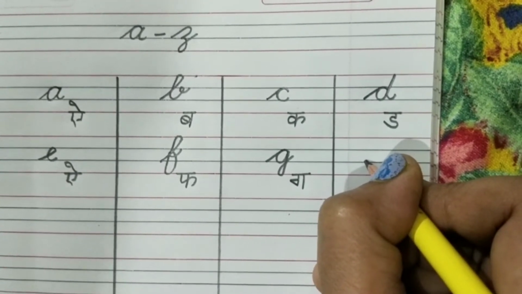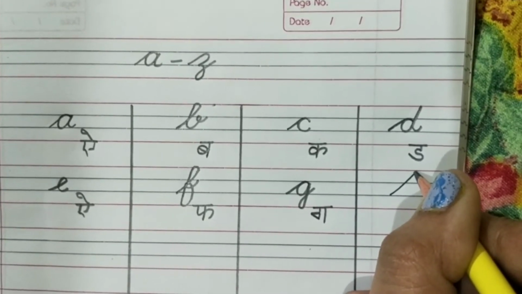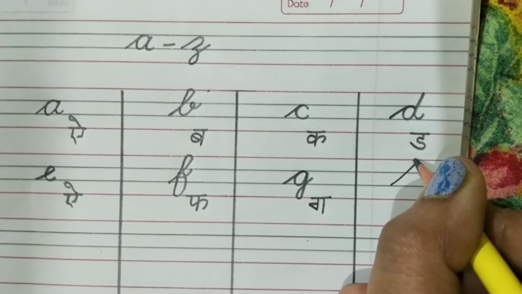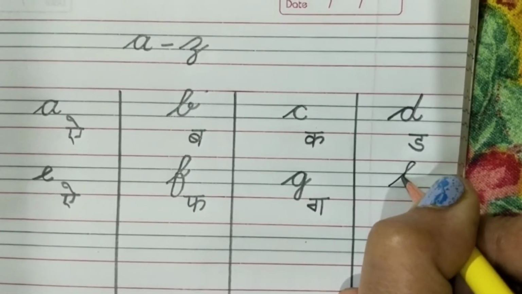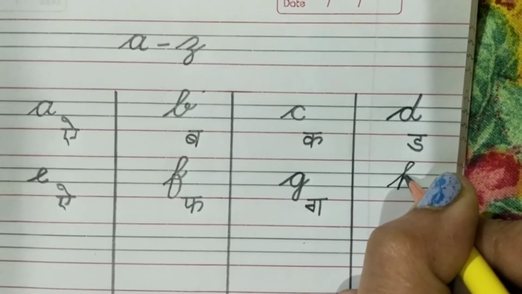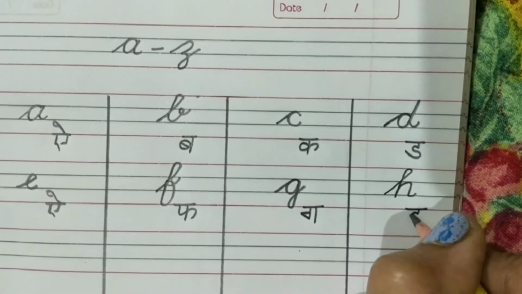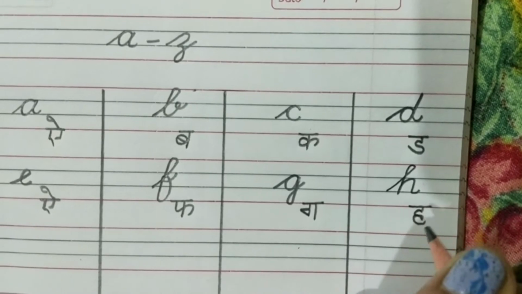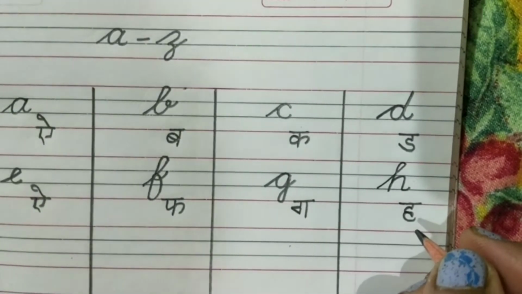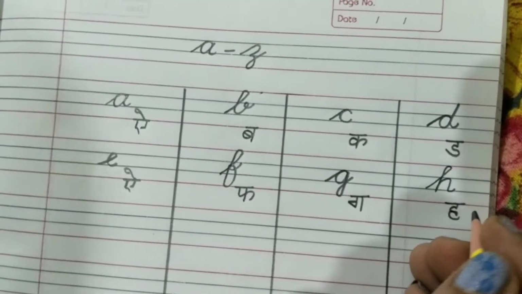After G, letter H. H says H. This is so simple. Make a slant line, touch the upward red line, come back, touch the blue line and turn like this. It says her. Her house, her hot.